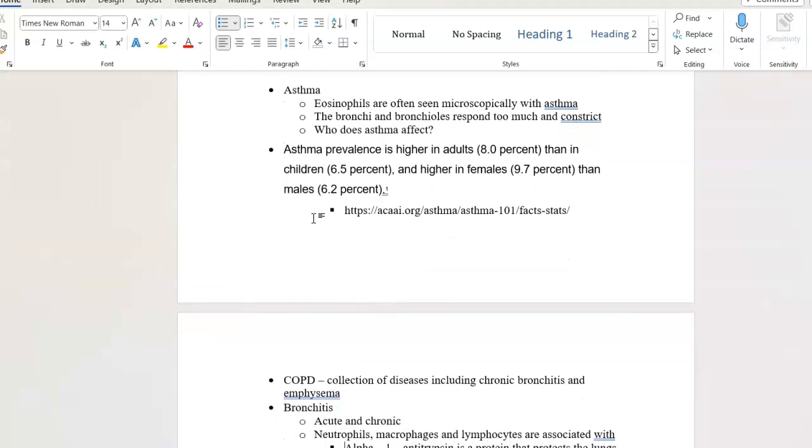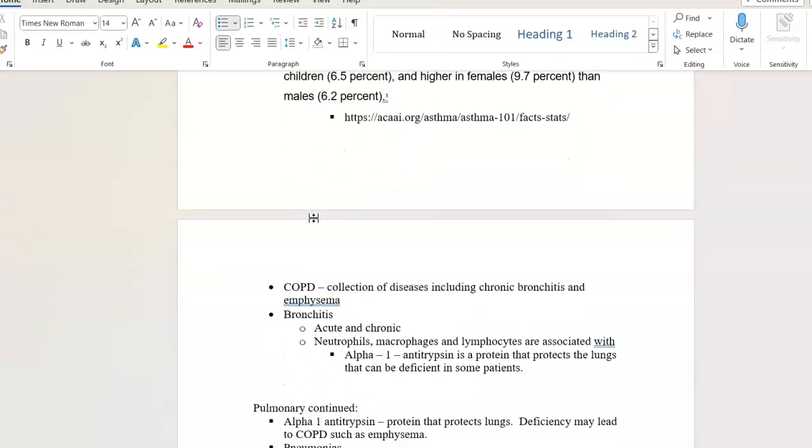COPD is a collection or grouping, chronic obstructive pulmonary disease, that includes chronic bronchitis and emphysema, not acute bronchitis. Acute is like you get sick, that infection spreads into your bronchi, you get that really crazy voice. My voice gets awful. It's much better than it used to be when I was younger, but then chronic is more people who have damaged their airways and have difficulty breathing, and more of a chronic inflammation in that area.